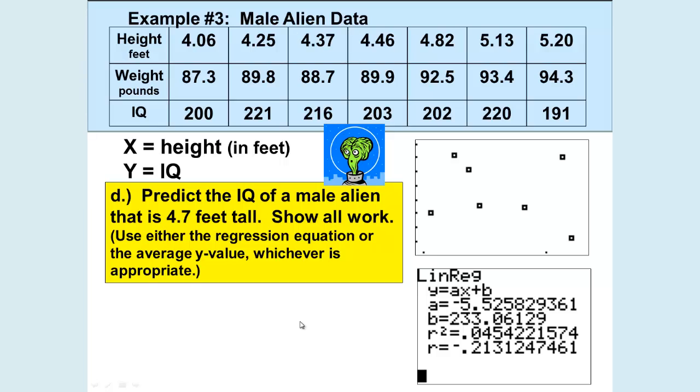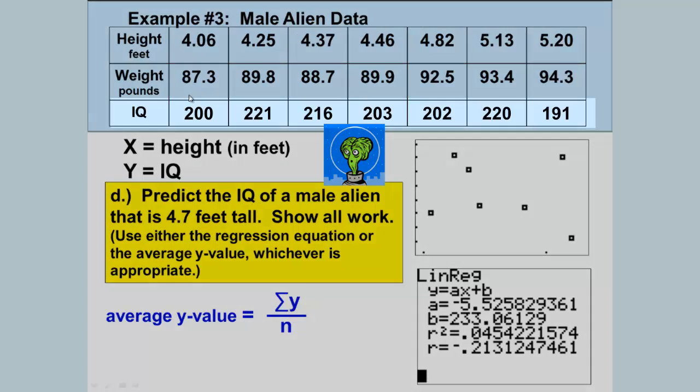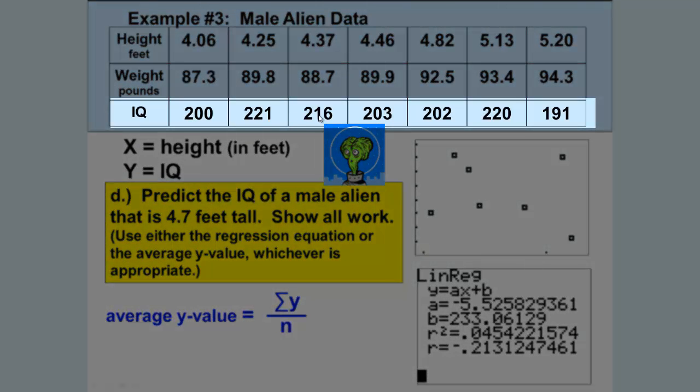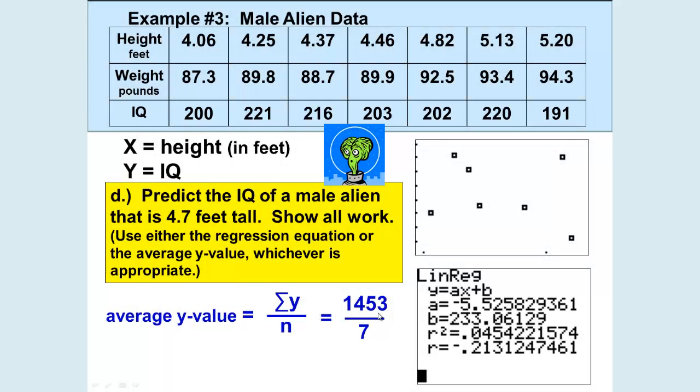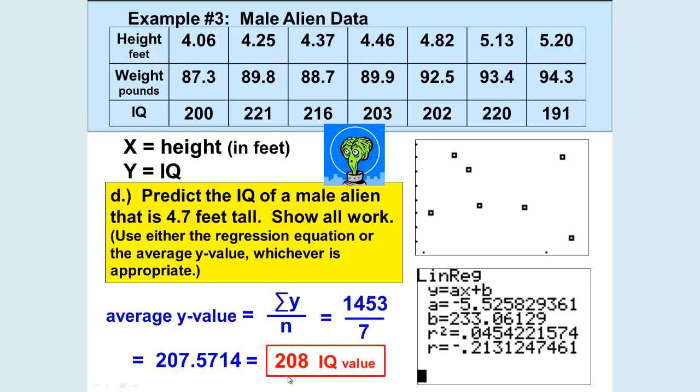So all we would want to do is take the sum of the IQs and divide by 7. Add up 200, 221, 216, 203, 202, 220, and 191. That adds up to 1,453, divided by 7 gives us an average IQ of 207.5, or approximately 208. Again, for Mrs. Borlaug, we round the IQ value to the same number of places as the original data. Follow your teacher's rounding rules, please.